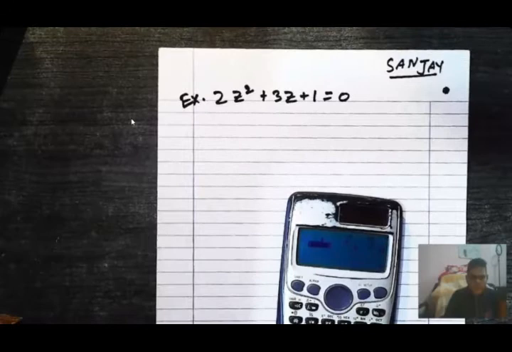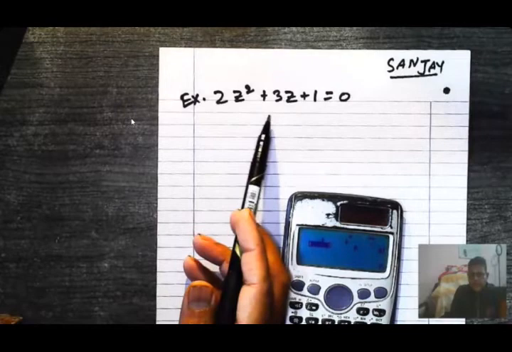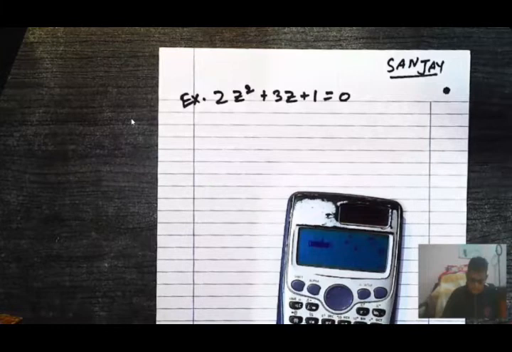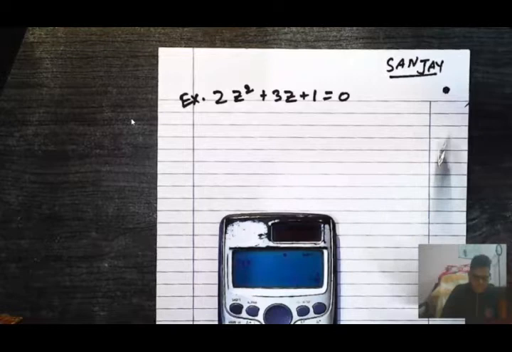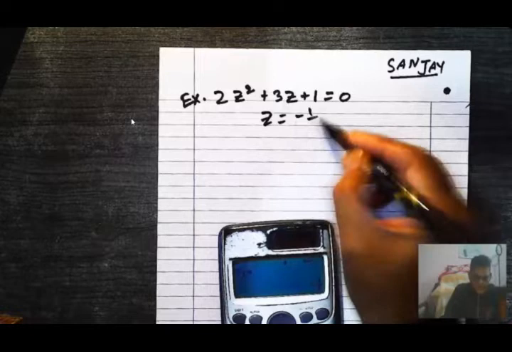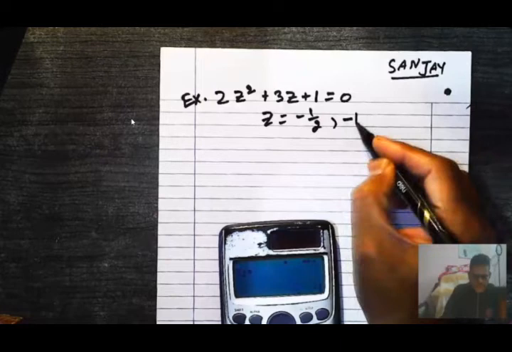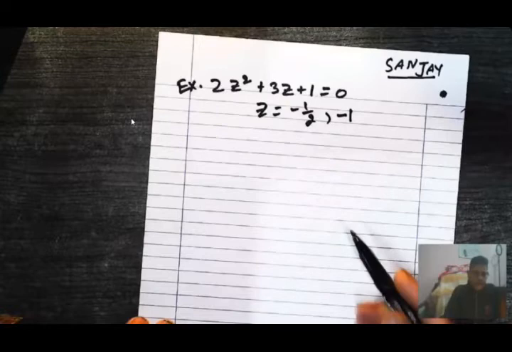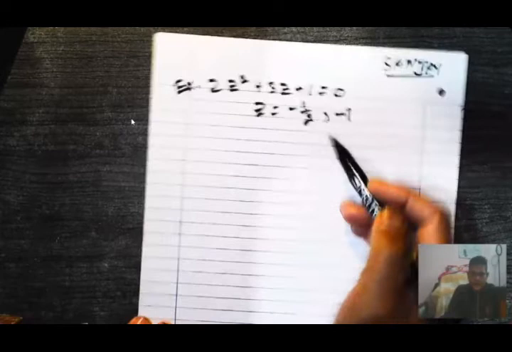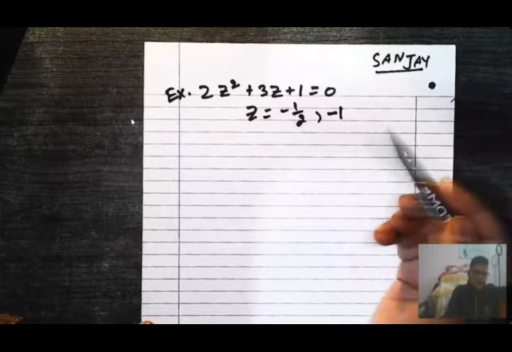Let's now consider a quadratic equation like this. The coefficient of z squared is 2, so I enter 2 equal, then 3 equal, then 1 equal, and I get one value of z as minus 1 by 2, and another value as minus 1. In this case none of the values of z is complex or imaginary, so z is not a complex number here. It is not necessary that every time you will get complex numbers or every time real numbers. You can have either or both.